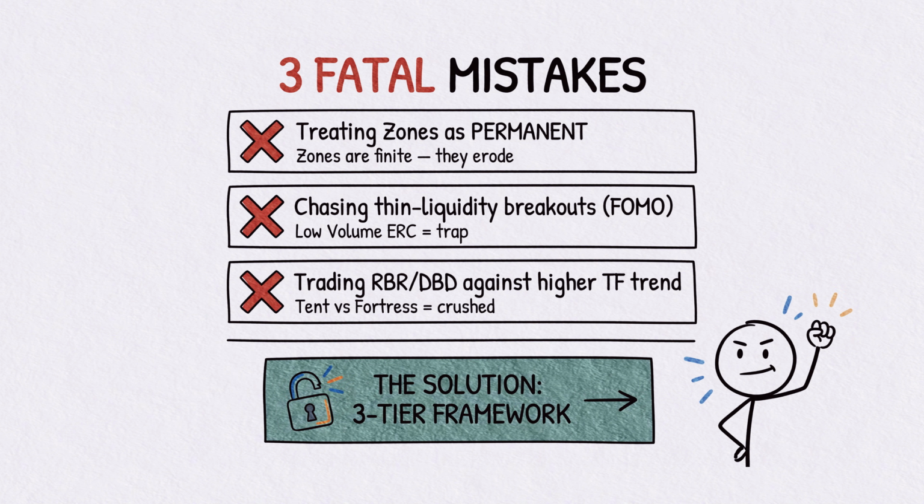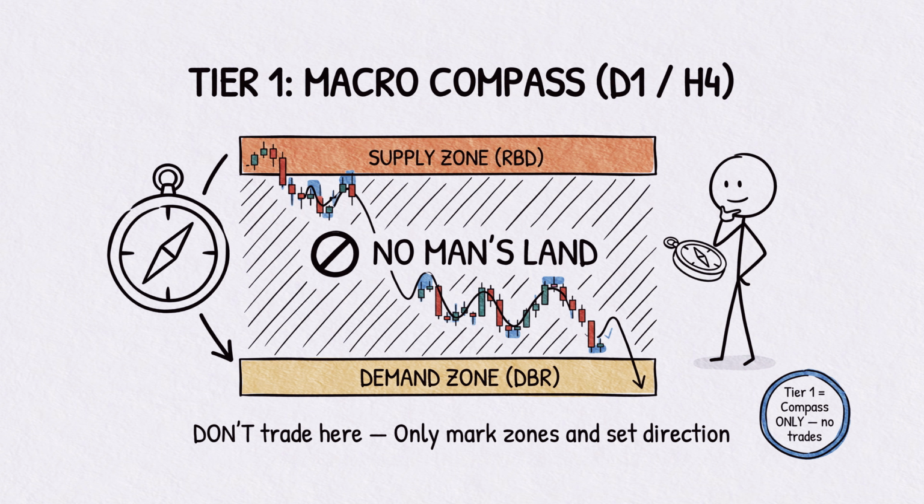3 fatal mistakes to avoid. 1. Treating zones as permanent. 2. Chasing thin liquidity breakouts with FOMO. 3. Trading RBR or DBD against the higher time frame trend. So, how do you avoid this trap? The answer lies in the 3-tier framework. This is the framework I promised at the beginning. The 3-tier model. How institutional traders nest multi-timeframe analysis to avoid traps and enter with extremely tight stop losses.